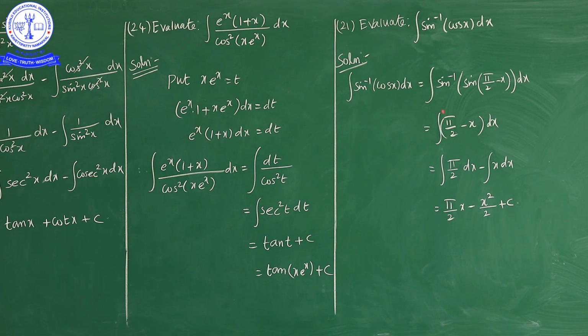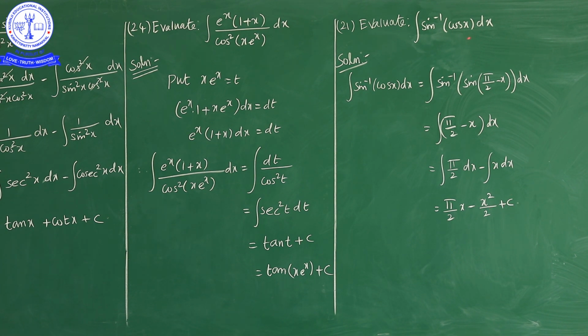Okay. So integration of (pi by 2 minus x) dx, if you write separately, integration of pi by 2 dx minus integration of x dx. Pi by 2 constant, pi by 2 you can write outside, integration of dx is x. So pi by 2 x minus x integration is what? X square by 2, okay, plus constant.